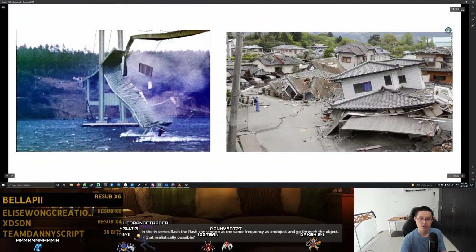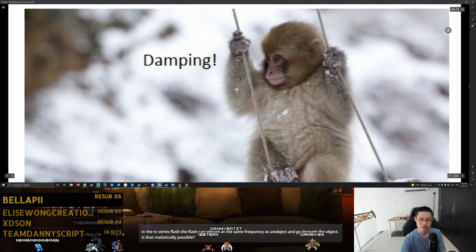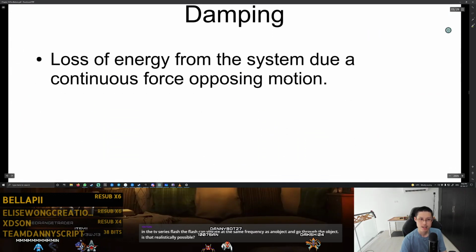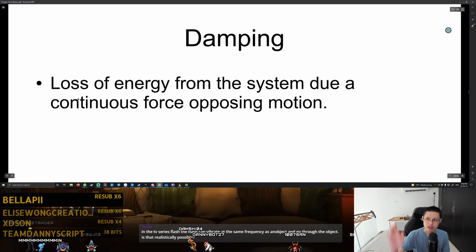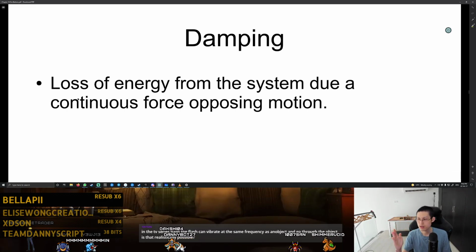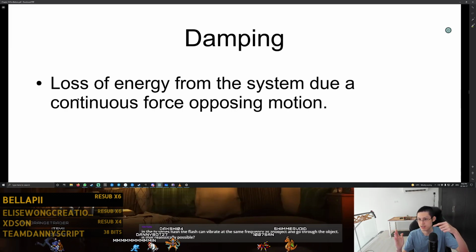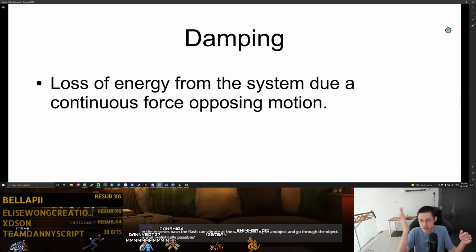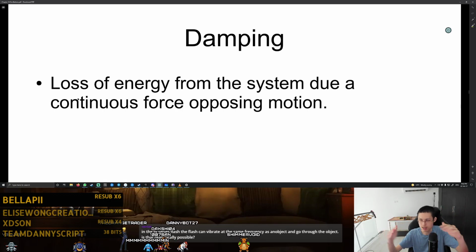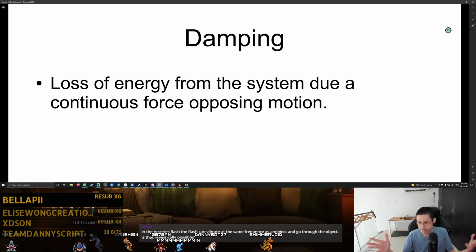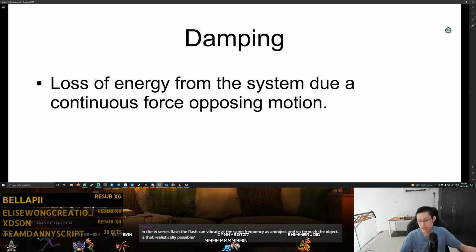So how do you reduce resonance? You need to introduce damping. Damping essentially means loss of energy from the system due to a continuous force opposing the motion. For example, say you are swinging on a swing and someone pushes you in the opposite direction. It's kind of like friction, right? If you're swinging this way, your friend pushes you this way. If you're swinging that way, he pushes you that way. If that keeps happening, eventually you would come to a stop. That's what damping essentially is.